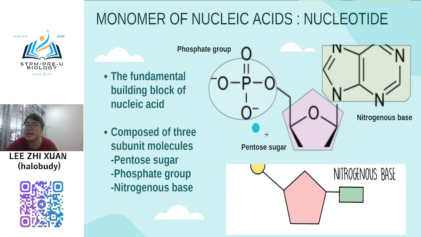So this is the basic structure of the nucleic acid. The phosphate group and the nitrogenous base are all bonded to the pentose sugar. You can see that this one is carbon number 1, number 2, number 3, number 4, and number 5 here. The nitrogenous base is bonded with carbon number 1 of the ribose, and the phosphate group is bonded with carbon number 5 of the ribose.